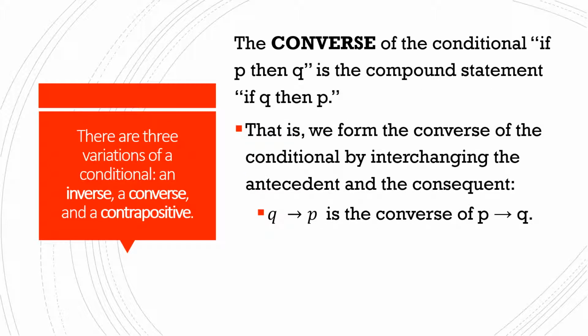The converse of the conditional, if P then Q, is the compound statement, if Q then P. So that is, we form the converse by interchanging the beginning and the ending. So instead of having P implies Q, we have Q implies P. So you just flip them around.